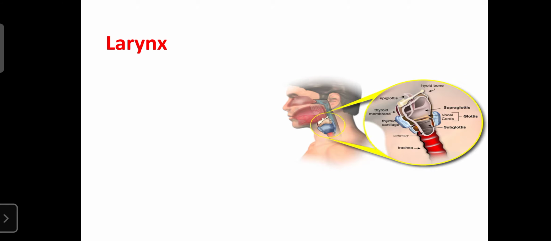Next we can go for the larynx. The larynx is also known as the voice box. It is the first organ of the lower respiratory system. It is helpful for the production of speech or voice, and it also plays an important role in the passage of respiratory gases between the pharynx and the trachea. The exact location of the larynx is between the pharynx, that is the throat, and the trachea, that is the windpipe.